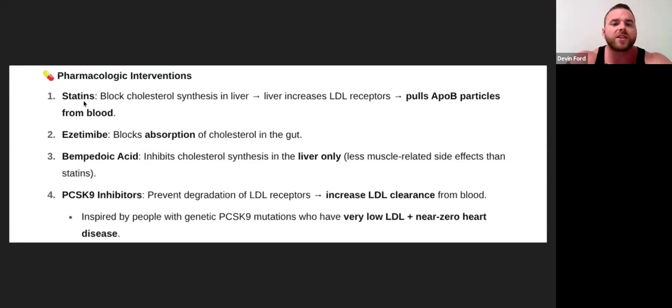But basically, the way statins work is they block cholesterol synthesis in the liver, and the liver is what increases LDL receptors. So it basically pulls ApoB particles from the blood. So it's kind of like, shit, I don't have enough LDL. Let me put the receptors up here. It says, hey, give me LDLs from the blood, and then it gobbles them up. And guess what? That means that we're taking the cars off the road, right? That means that we have less ApoB. So that's how statins work, okay?